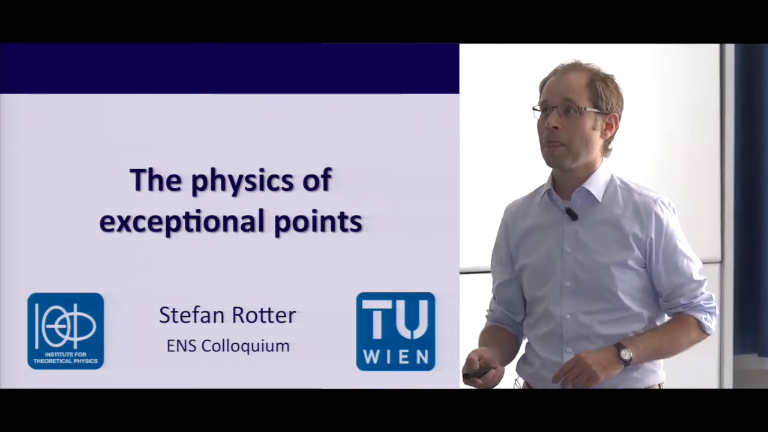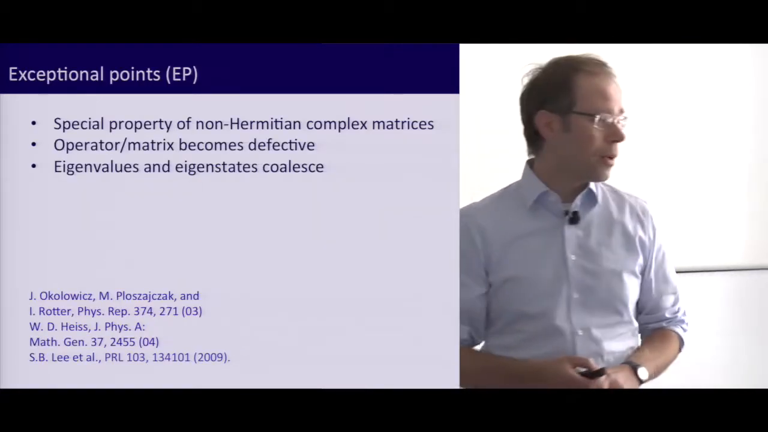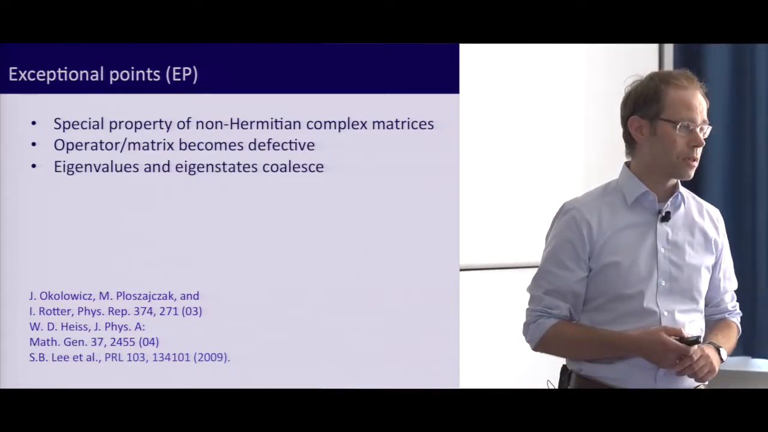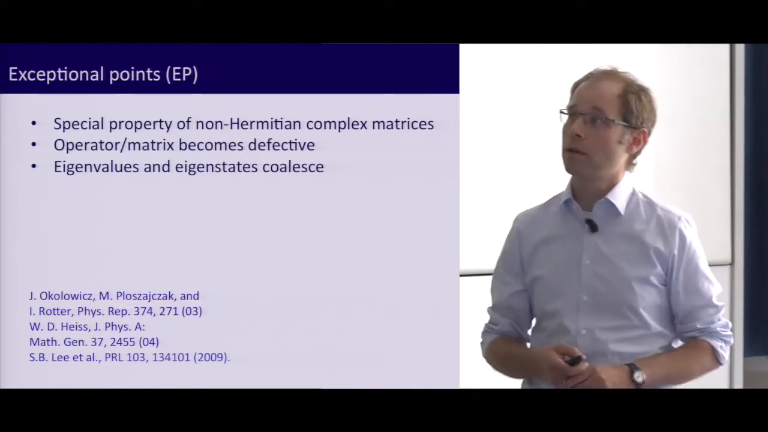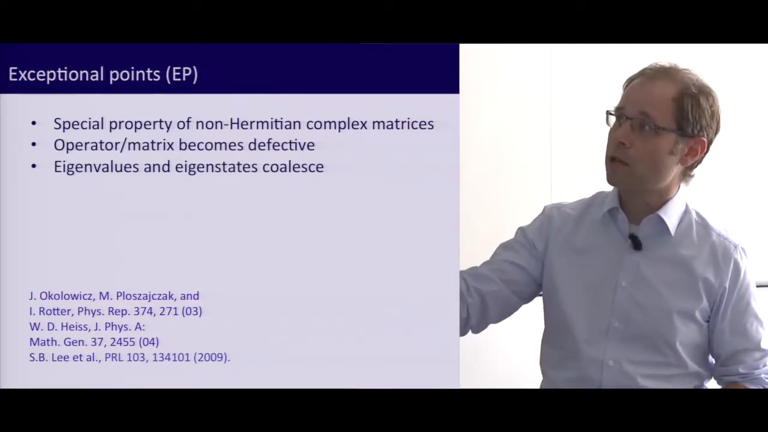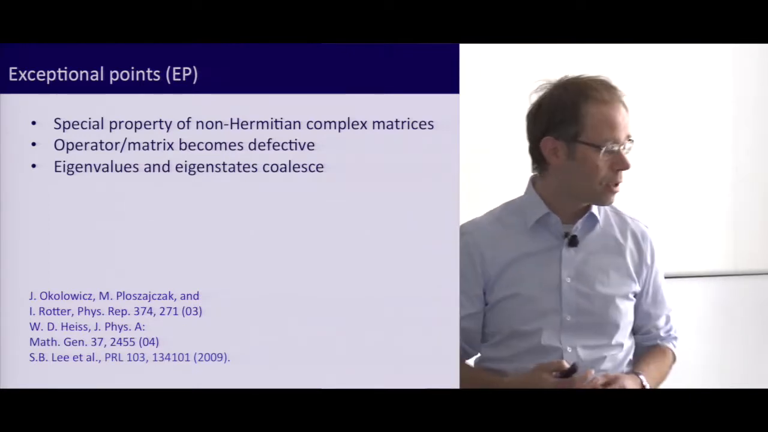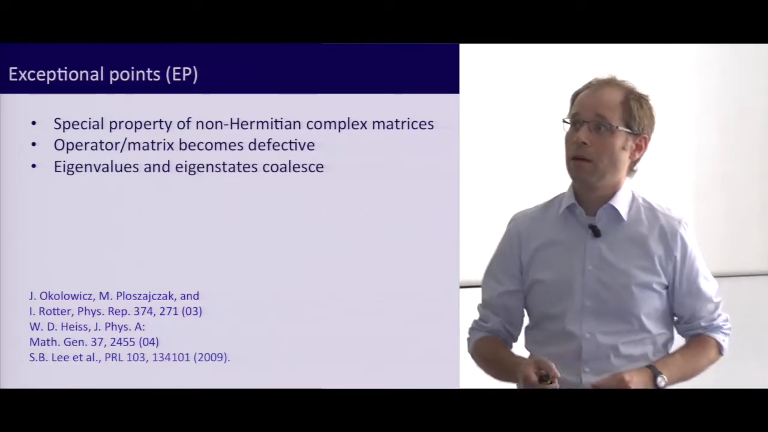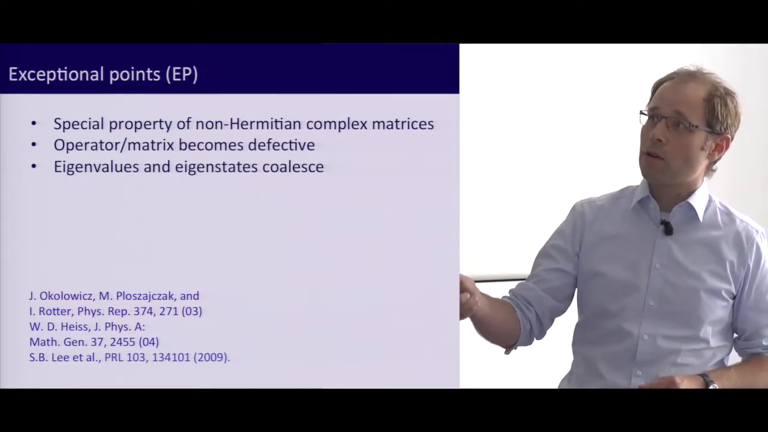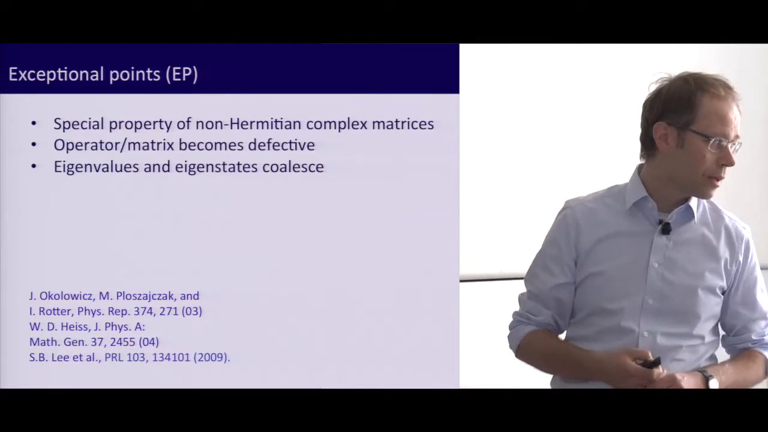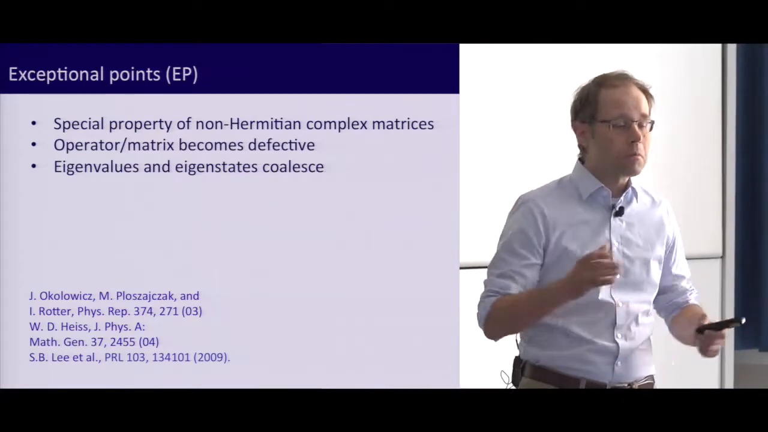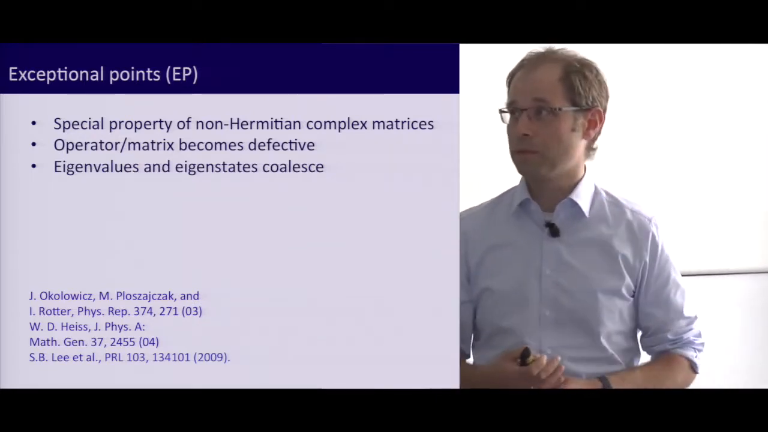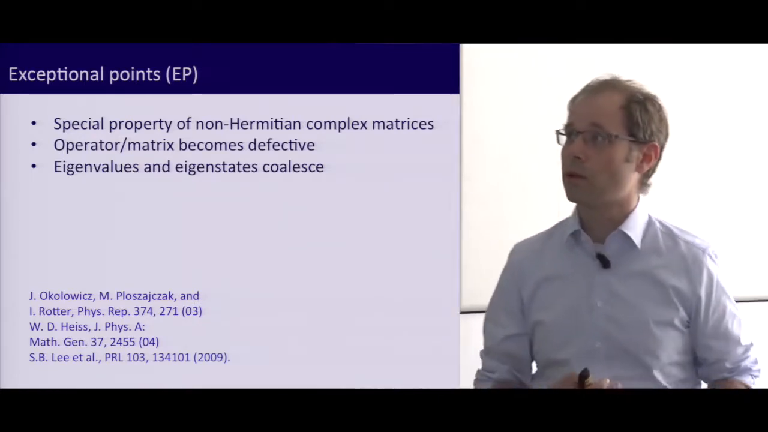non-Hermitian singularities. So an exceptional point is a special property of a non-Hermitian complex matrix or operator. And non-Hermitian is really essential here. So if you have a Hermitian Hamiltonian, for instance, like in quantum mechanics, without gain or loss, then you don't get this. At the exceptional point, this operator or matrix becomes defective. It means that you cannot diagonalize this matrix anymore, but you need a Jordan normal form to do this. That's the best you can do.